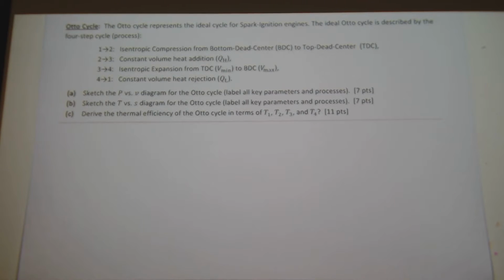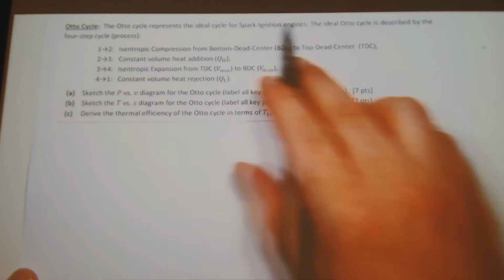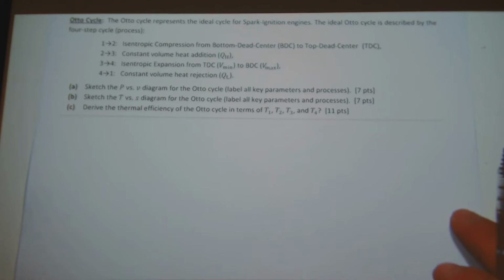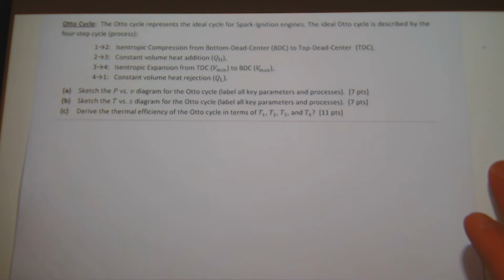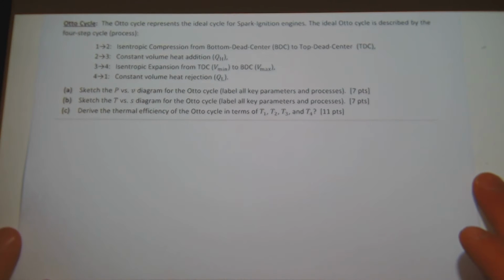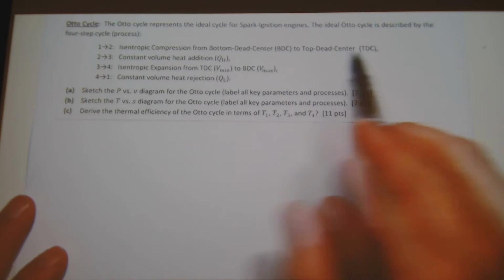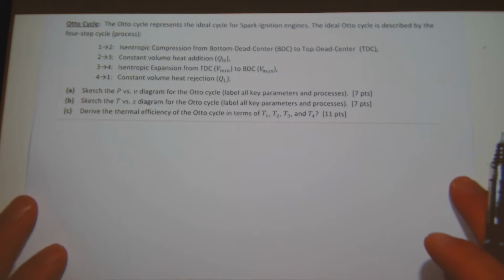Okay, so let's do the Otto cycle. Just as a general introduction, the Otto cycle represents the ideal cycle for a spark ignition engine. That's a gasoline engine, okay? So we have a gasoline engine, and it's described by a 4-step process.